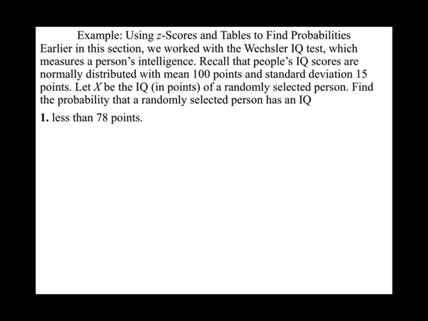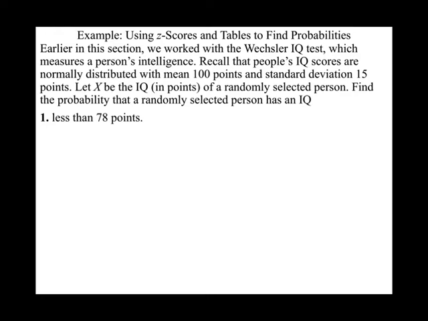Earlier in these sessions, we worked with the IQ test, which measures a person's intelligence. We call that the people's IQ scores are normally distributed with the mean 100 points and standard deviation 15 points. Let X be the IQ points of a randomly selected person. Find the probability that a randomly selected person has an IQ less than 78 points.